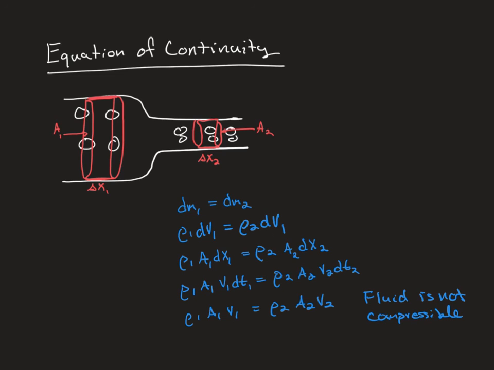the density on either side and say that area 1 times velocity 1 is equal to area 2 times velocity 2. So this gives us a ratio to explain how the speed of the fluid from this area to this area changes.